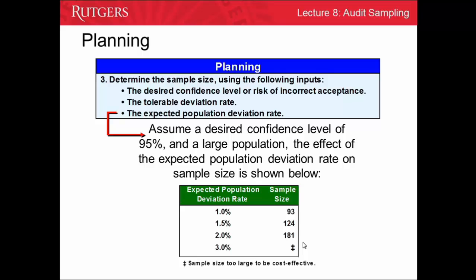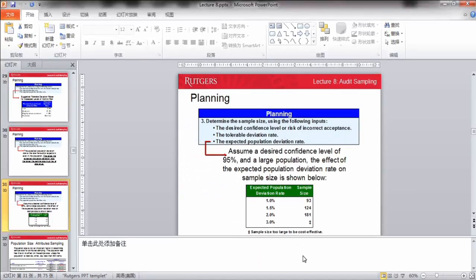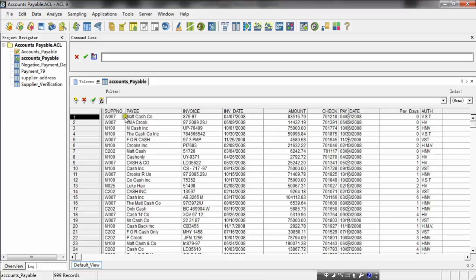After setting the desired confidence level, the tolerable deviation rate, and the expected population deviation rate, the auditors can calculate the sample size by using some statistical tables, or we can now use ACL to help calculate the sample size. Now I'm going to show you how to use it. Let's go to ACL. Then just open any project because it's just going to be an example. Okay, in ACL you can see that there is a function called sampling.